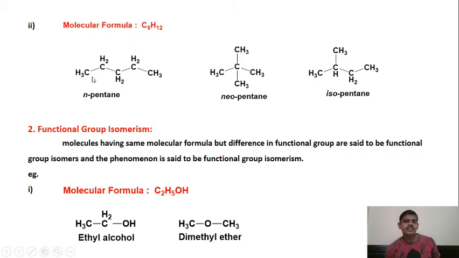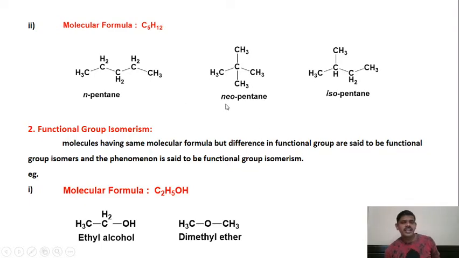Now we have to see how many hydrogens are there in n-pentane. CH3 means 3 hydrogens, here 2 hydrogens, here 2 hydrogens, total 7, plus 2 is 9, plus 3 is 12. So H12 is also there. So the compound is n-pentane. Here it is only a straight chain.